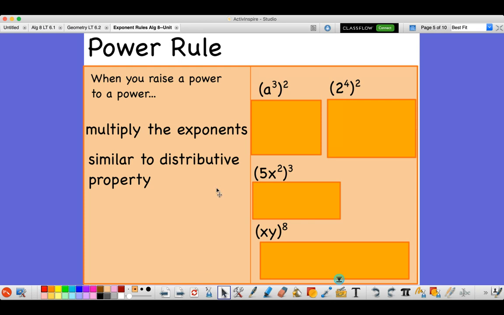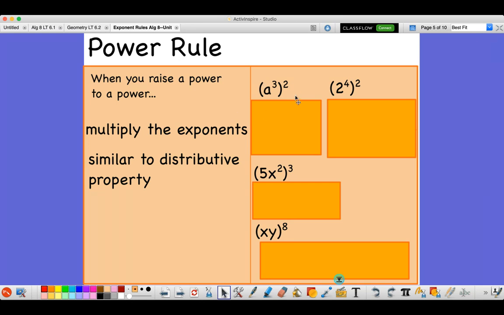Our next rule is the power rule. Write that down on your paper. This is when we raise a power to a power. So you can see, like, we have a to the third to the second power, 2 to the fourth to the second power. We multiply these exponents. This is similar to the distributive property.